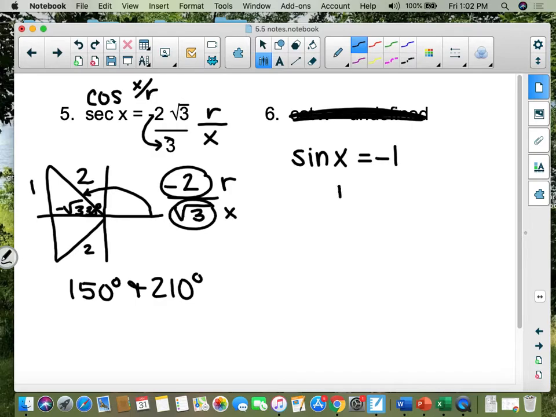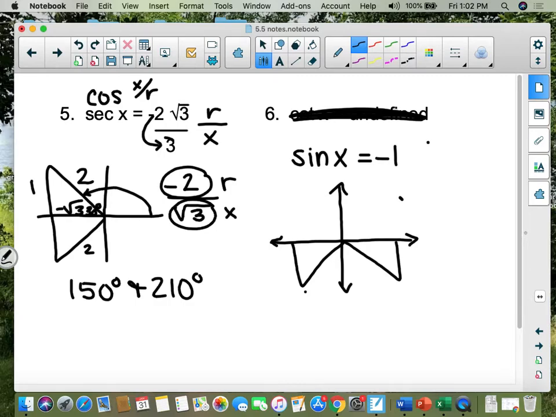Sine of x equals a negative 1. Sine needs to be negative. It's not negative there. All students, this is positive there, take calculus. It's only tangent and cosine that are negative here. So it's these two quadrants where sine is negative. So first thing I do is draw yourself a picture of where the sine is negative.